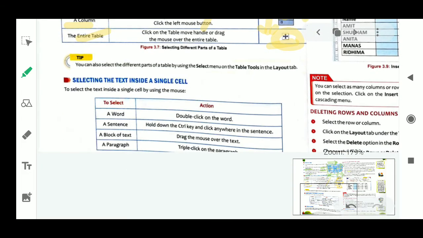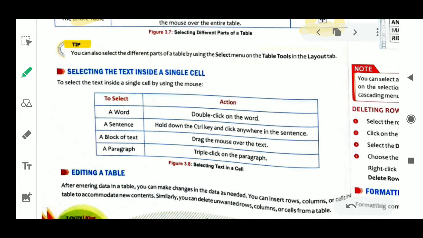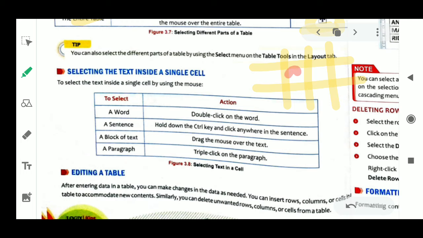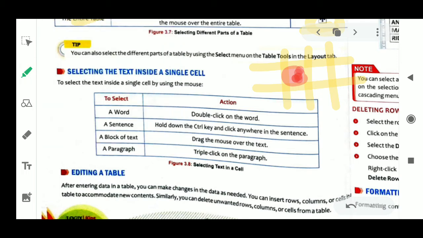Okay, next is selecting the text inside a single cell. A single cell means, suppose this is your table, this particular one is your single cell. This is called your cell. Got it? Next, how will we select a word? To select a word, double click on the word. We will double click on that particular word, and that word will be selected.